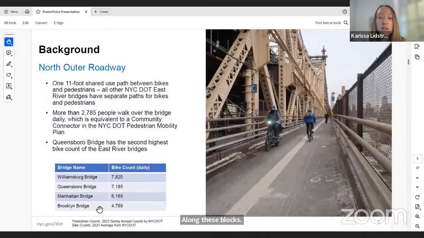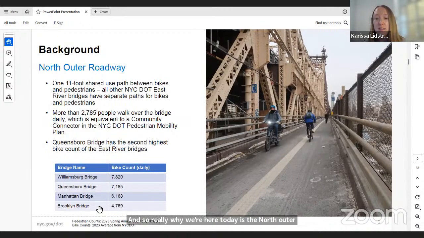And so really why we're here today is the north outer roadway of the Queensboro Bridge is over capacity. It's the only New York City DOT East River Bridge that has a shared use path between bikes and pedestrians for the full span of the bridge. And the Queensboro Bridge has the second highest bike volumes of those New York City DOT East River bridges at about 7,000 bikes per day. We also have about 2,800 pedestrians walking over the bridge daily. And this number might be higher if the conditions were better.